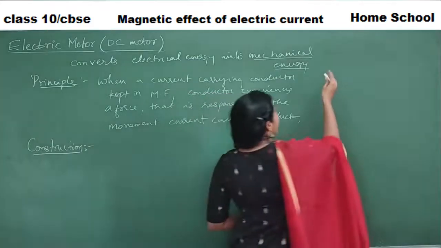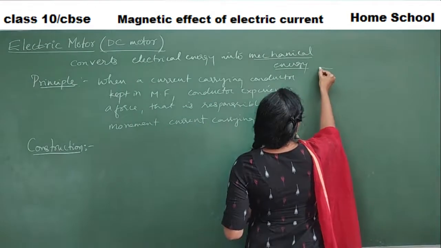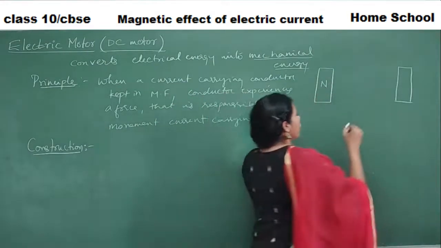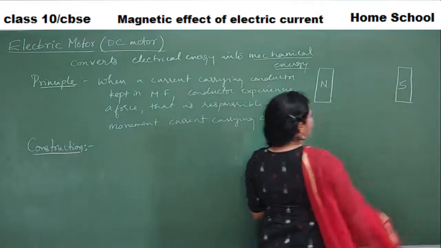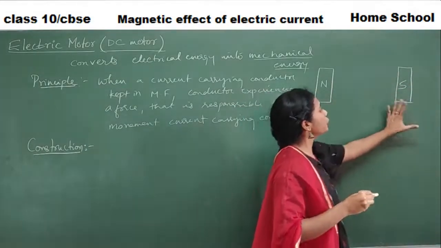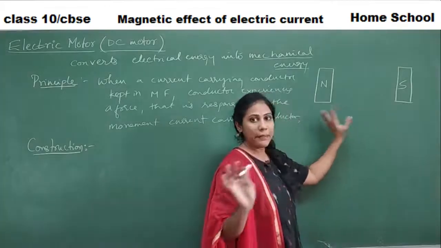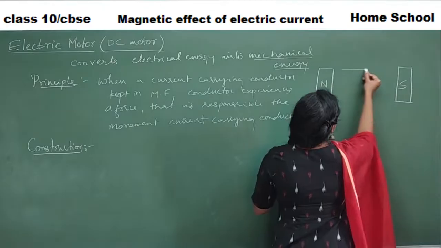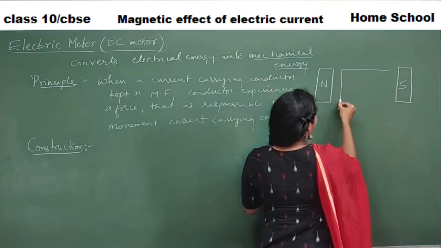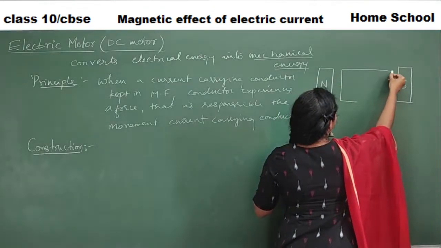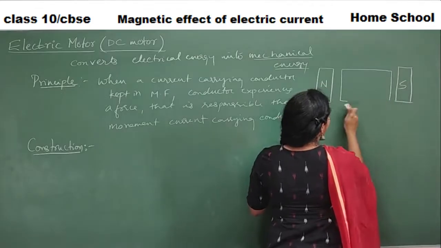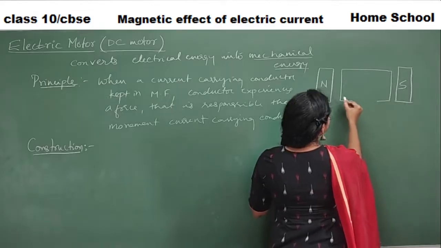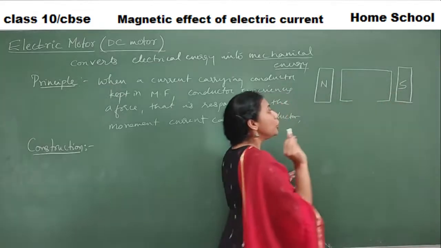See, a DC motor will have two permanent magnets. Let me take this one having a north pole and this one having a south pole. These are the two permanent magnets which I took. And now I will take a rectangular coil as a conductor. This is my current carrying conductor, guys, in the form of a rectangular loop.